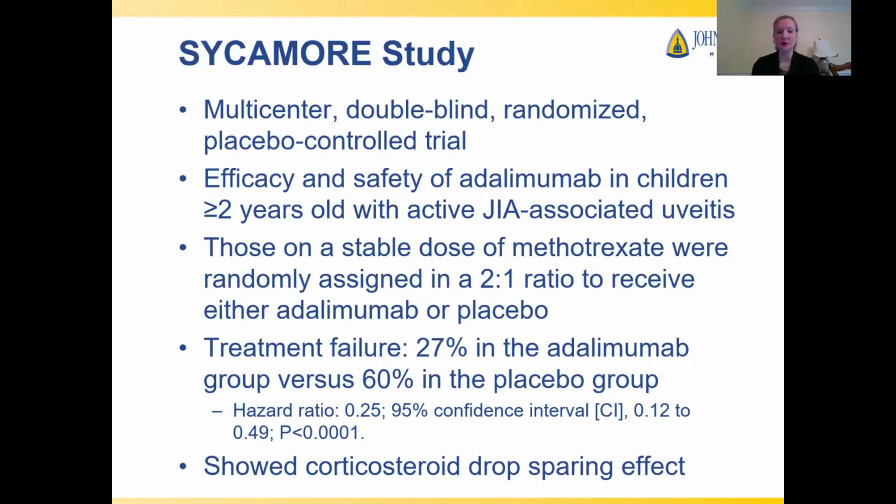Those on a stable dose of methotrexate were randomly assigned to a 2-to-1 ratio to receive either adalimumab or placebo. And the difference was dramatic. The treatment failure was only 27% in the adalimumab group versus 60% in the placebo group, with a hazard ratio that was clearly statistically significant. And I think what also harkens back to what we've been talking about already is that adalimumab showed corticosteroid sparing effect to be able to get to that 2 or less drops per day.